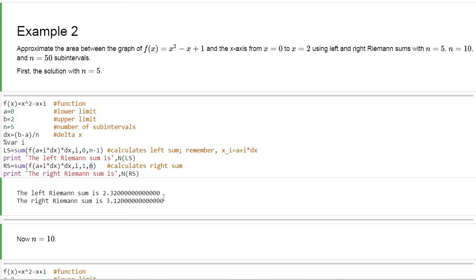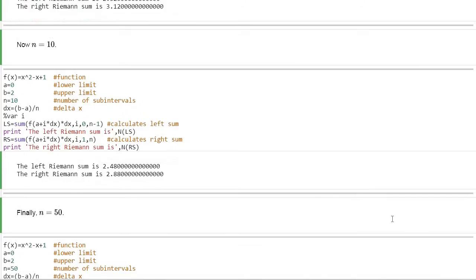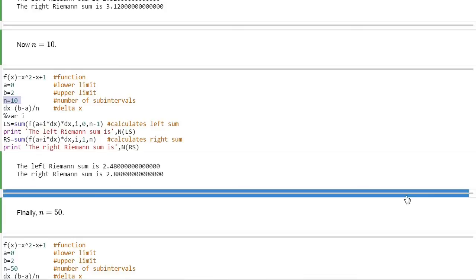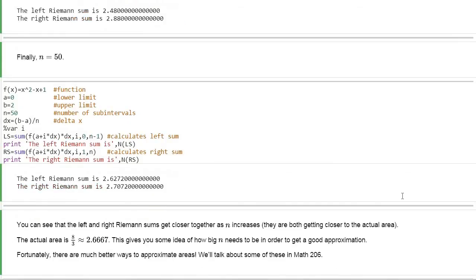Okay, and it prints out here the left Riemann sum and the right Riemann sum. You can see they're not that close to each other. The actual answer is somewhere between there. Here is the answer for 10 subintervals. So everything is the same except for this line right here. I changed 5 to 10, and you can see they're getting closer together, which is good. And our actual answer is still in between here. Finally, 50 rectangles, and almost agreeing with this first decimal place, not quite.